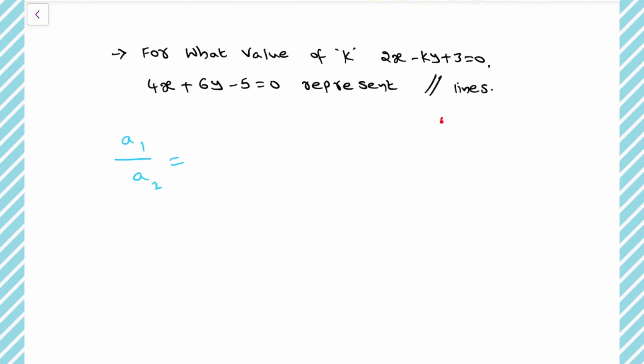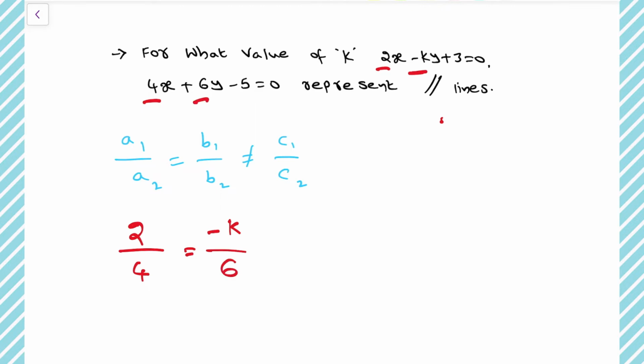A1 by A2 equals B1 by B2 not equals C1 by C2. This is the condition for having parallel lines. So let us check what are these A1, A2, B1, B2 and C1, C2. A1, the x coefficient of the first equation, that is 2, divided by A2, the x coefficient of the second equation, that is 4, equals B1, the y coefficient of the first equation, minus k, by B2, the y coefficient of the second equation, 6, that should not equal C1 and C2, that is 3 and minus 5.